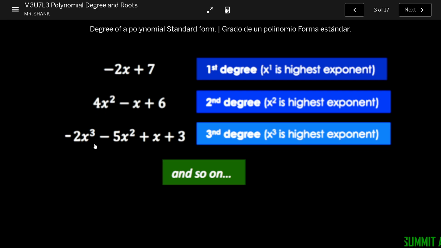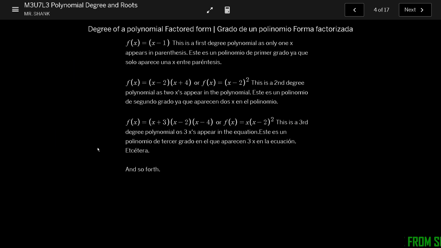So if I'm looking at this last one, I'd say, well, it's in order. It's in standard form, meaning it is in decreasing order. So notice how it goes: exponent 3, exponent 2, exponent 1, exponent 0. And we can have more examples past that, because we can have higher degree polynomials, but if it's in standard form, I'm looking at the highest exponent. So on that last one, it would just be 3. That'd be a third degree polynomial.